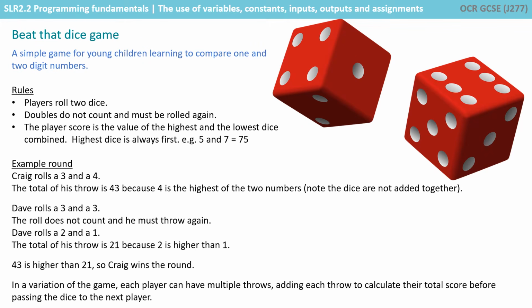So let's just do a quick example round. Craig rolls a 3 and a 4. The total of his throw is 43 because 4 is the highest of the two numbers. Note the dice are not added together, so it's not 4 plus 3 is 7, it's 43. Dave then rolls a 3 and a 3. The roll doesn't count as it's a double, so he throws again. He rolls 2 and 1. The highest dice goes first, so he gets 21.